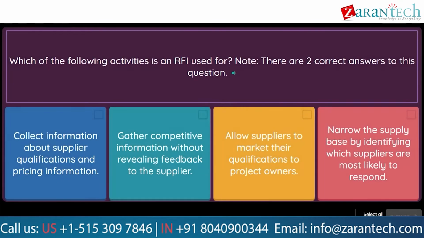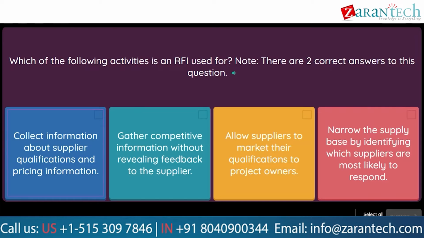Question: which of the following activities is an RFI used for? Note, there are two correct answers to this question. Option 1: collect information about supplier qualifications and pricing information. Option 2: gather competitive information without revealing feedback to the supplier. Option 3: allow suppliers to market their qualifications to project owners. Option 4: narrow the supply base by identifying which suppliers are most likely to respond.